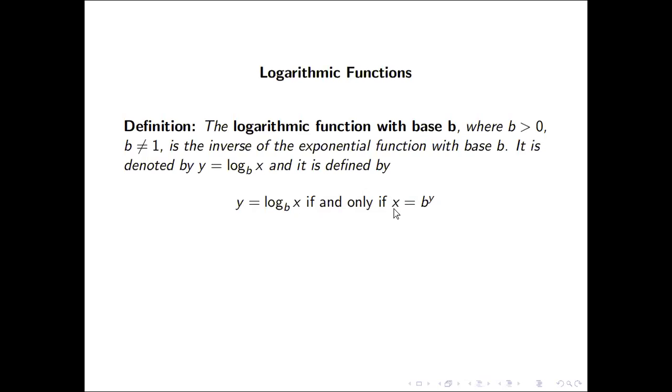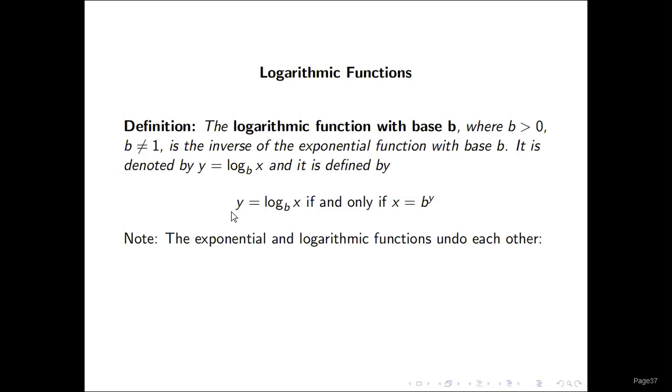Now, if you want to convert from logarithmic form to exponential form, it's very easy. You just draw arrows in either clockwise or counterclockwise direction. So we do it like this: b to the y equals x, which is this one. Or sometimes you can do it like x equals b to the y.